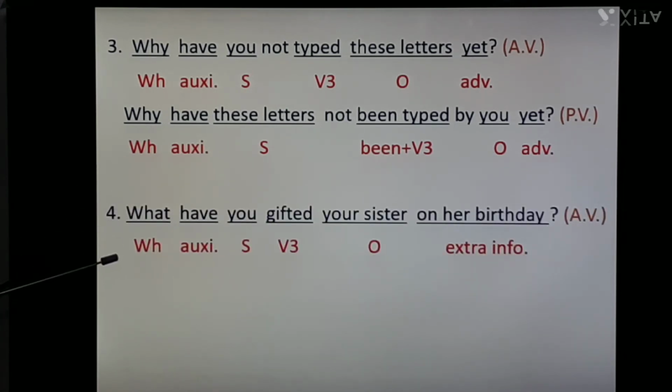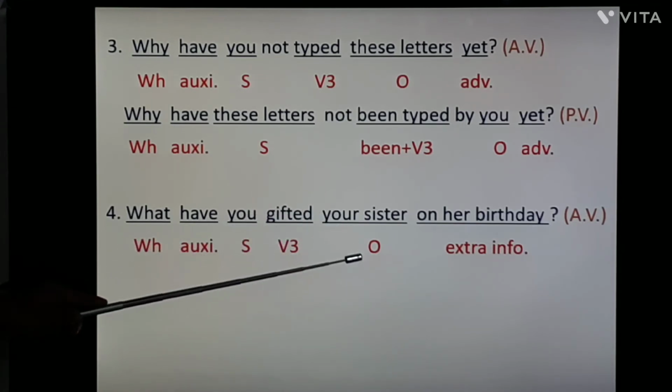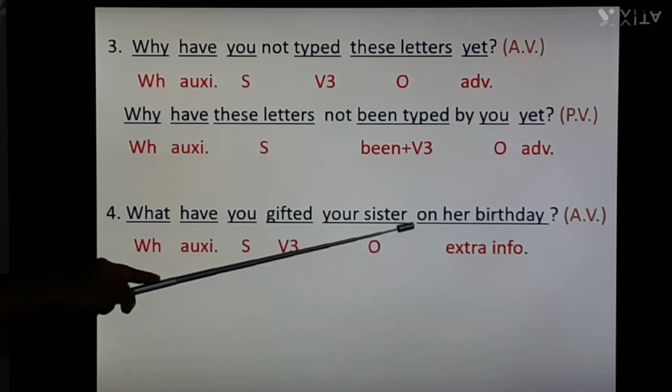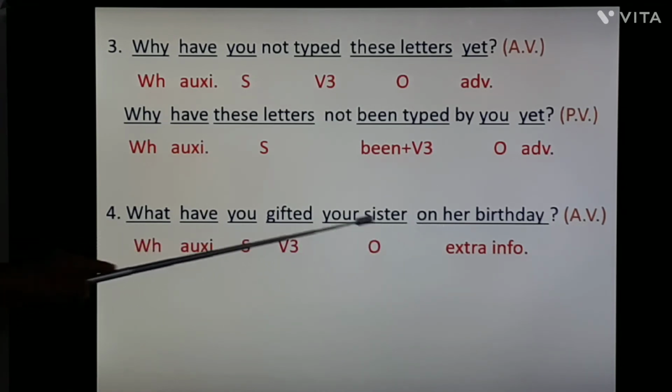Next, what have you gifted your sister on her birthday? This is active voice. By is not given plus been is not given. That's why. What, WH question. Have, auxiliary, you, subject, gifted, V3 form, your sister, object, on her birthday, that is extra information. After that a question mark is given because we are framing an interrogative sentence.